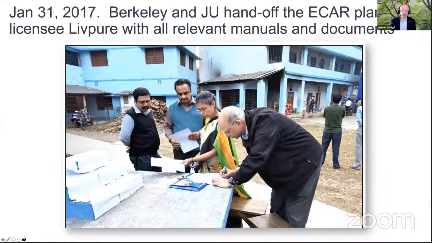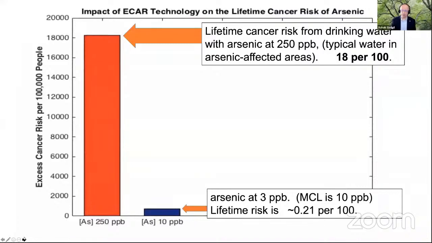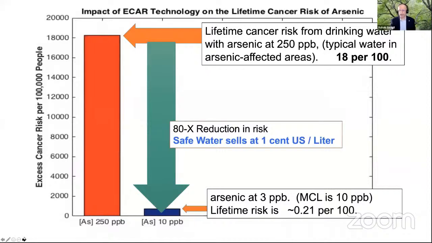So what has happened to the cancer risk? The cancer risk was 1 in 740. Now it is 1 in 18,000 if people drank water from the groundwater well. But with the plant operating, there is an 80-fold reduction, and the safe water sells to the community at 1 US cent per liter, meeting and exceeding all WHO and US EPA standards for biological and chemical contaminants of all kinds. It's a financially viable plant.